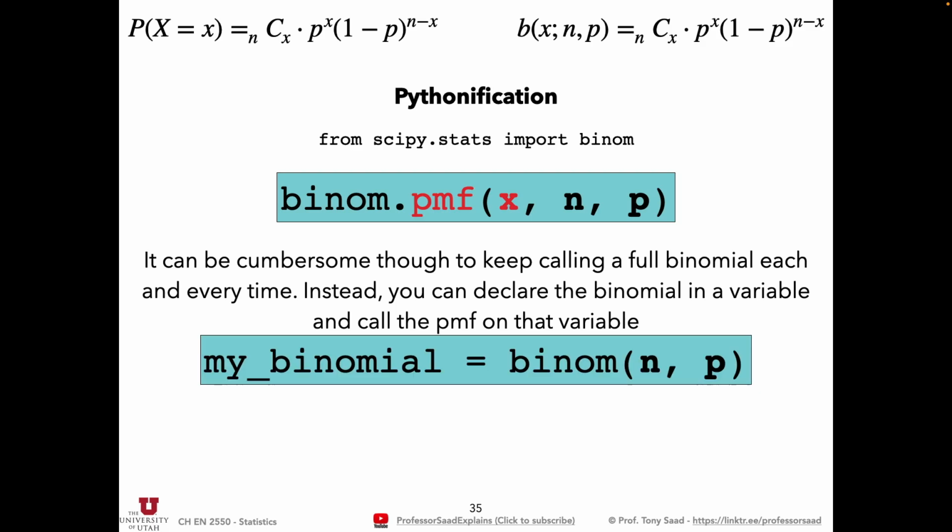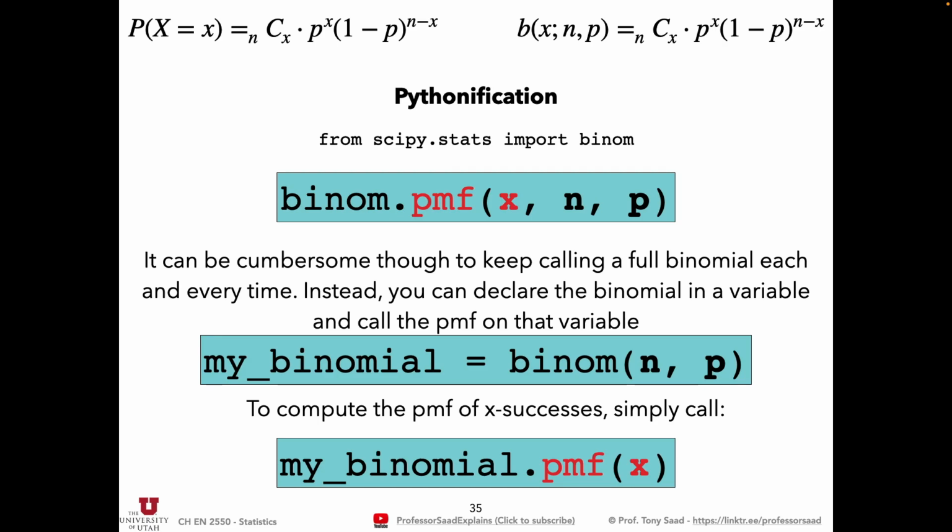You can do this by declaring binom(n, p) and putting that in its own variable. Call this my_binomial. It's binom(n, p). So you fixed n and p, and now my_binomial is a binomial distribution with n trials and p probability of success. Next you call the PMF on your variable, my_binomial.pmf(x), and that gives you the probability.